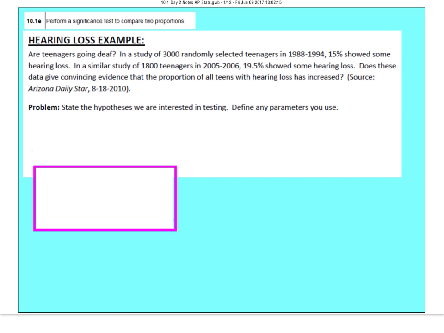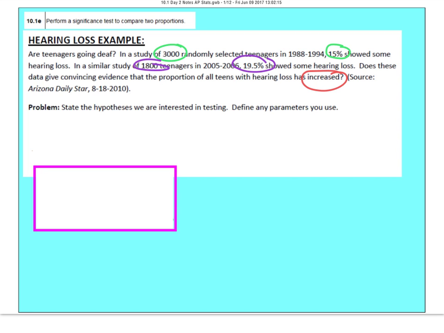So they want to know if it's increased, so we're going to state our hypothesis. Clearly we have sample 1 and sample 2. Sample 1 is our first bit here, and then sample 2 I'm going to circle in the purple. They want to know if it's increased. So in this case it does make sense to do our difference of sample 2 minus sample 1.